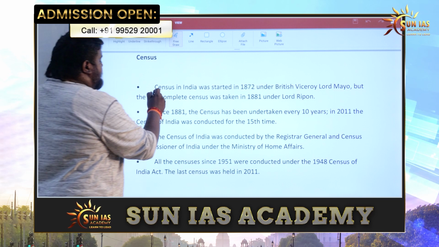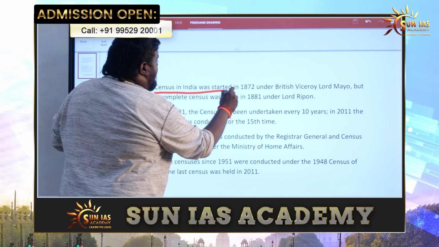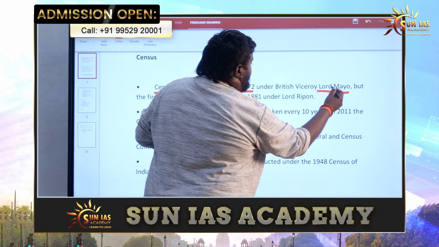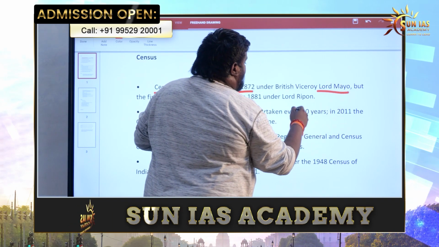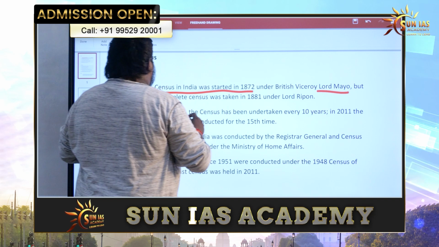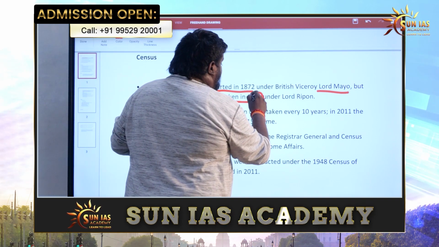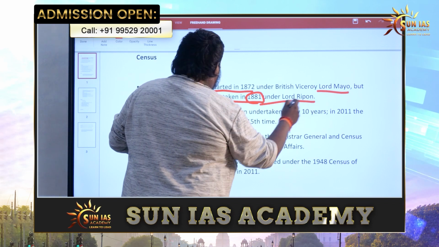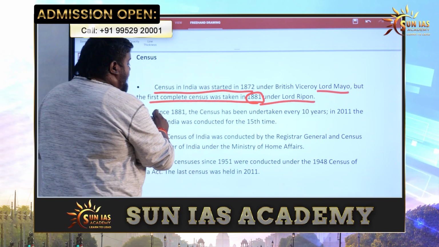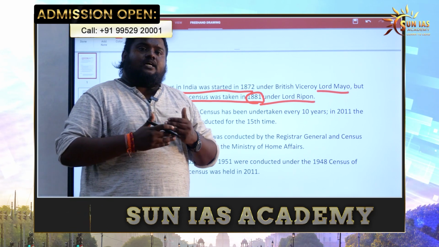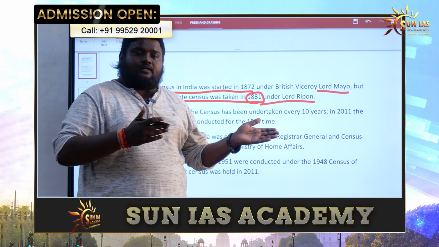Okay, so first of all, the census was started in 1872 under the British Viceroy Lord Mayo. The first complete census was taken and completed in 1881 under Lord Ripon. After 1881, we used to have the census every 10 years right till 2011.